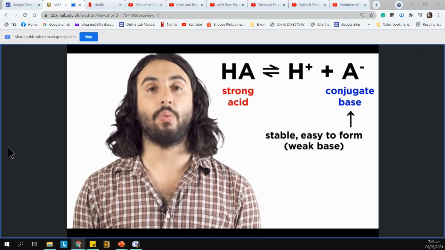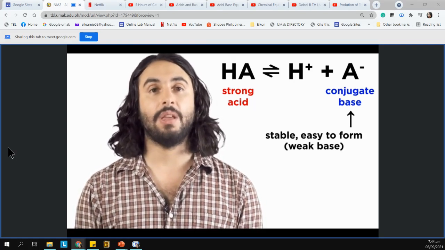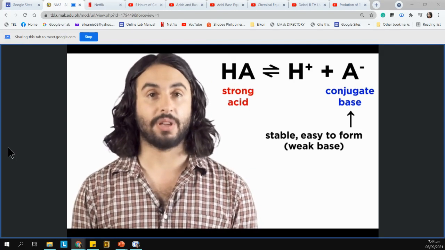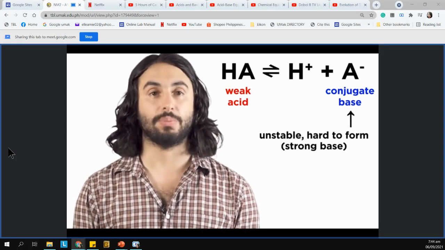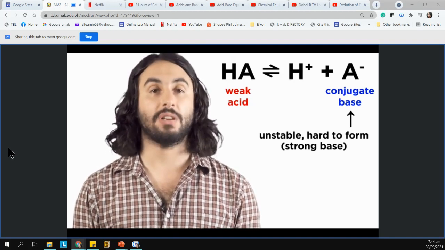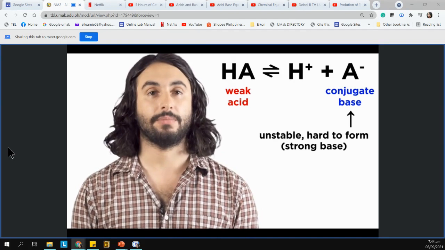A strong acid will have a weak conjugate base, since the conjugate base will be very stable, meaning it isn't dying to pick up a proton. A weak acid, something that isn't very willing to lose a proton, will have a strong conjugate base, something that will very easily gain a proton.